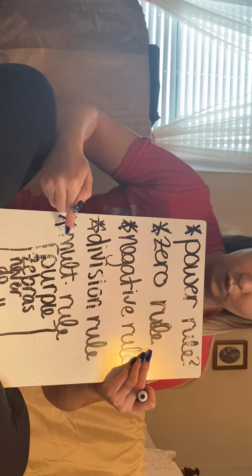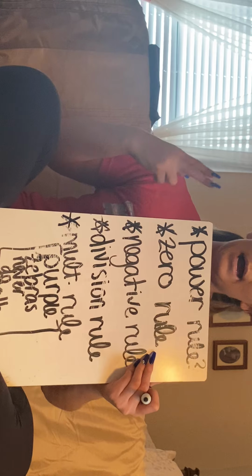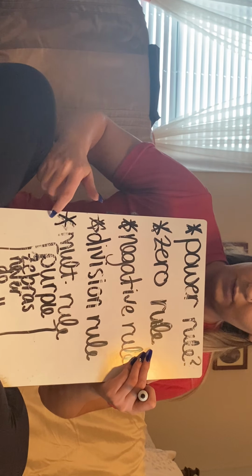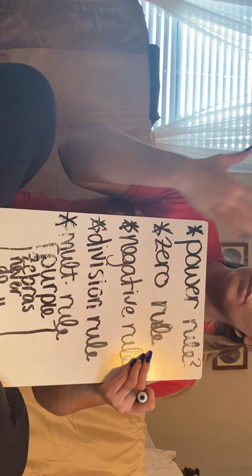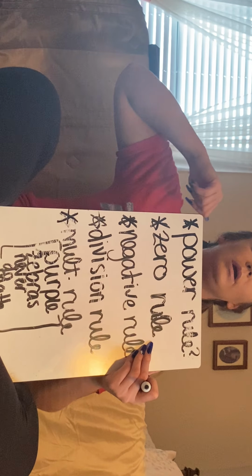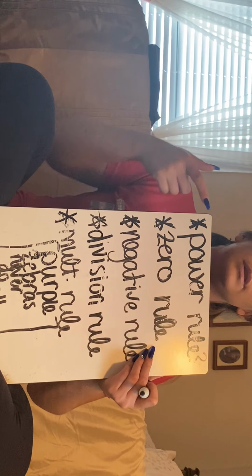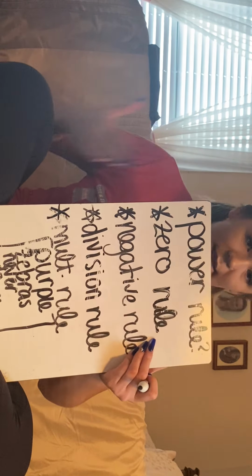After the division rule, you move on to the multiplication rule. When you multiply variables, you add their exponents. So purple zebras never do math: power rule, zero rule, negative rule, division rule, multiplication rule. There are five rules in total. The only one we haven't learned at this point is the power rule. It's kind of confusing, which is why I'm saving it for its own day and last.